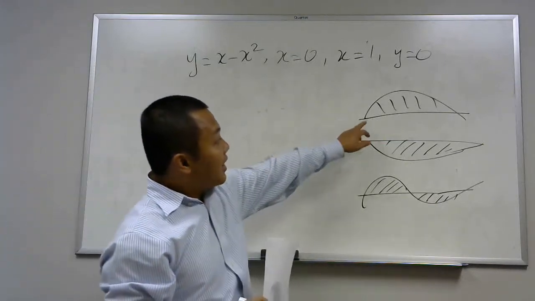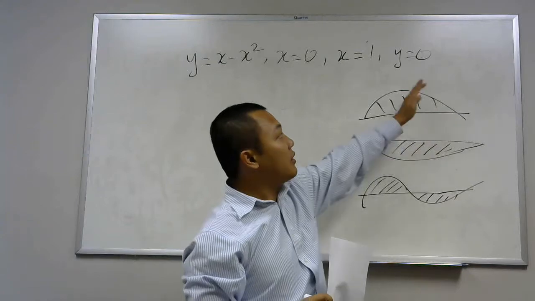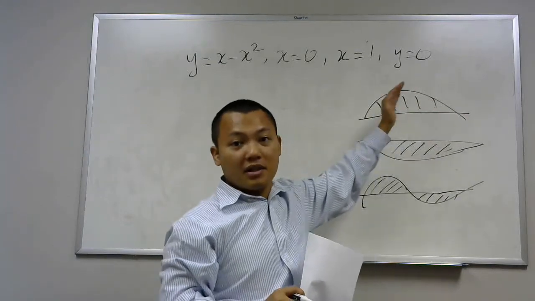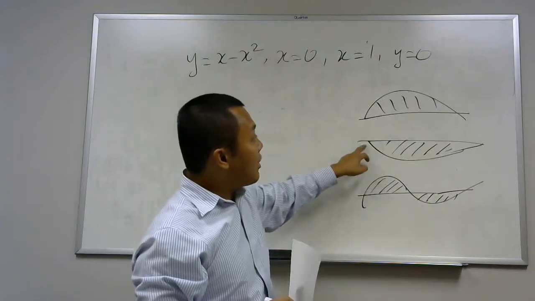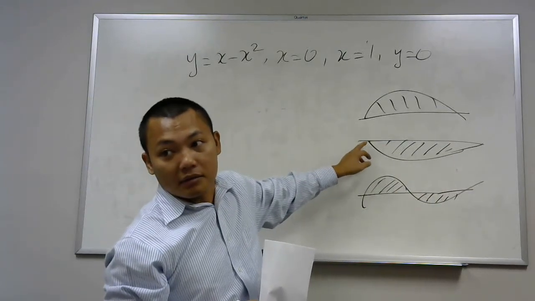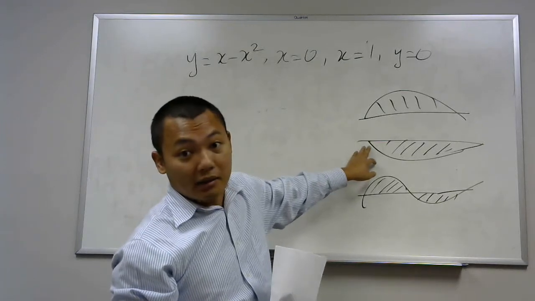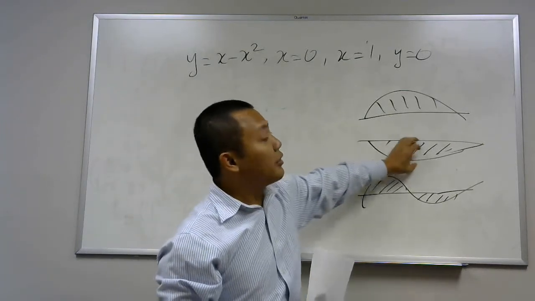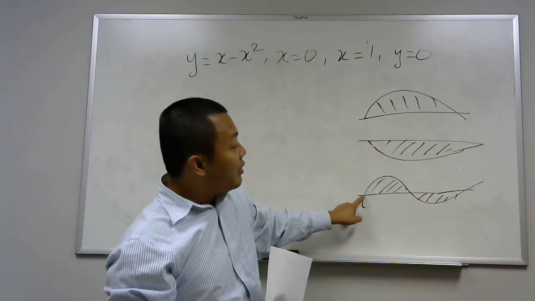Right? For this case, the area is positive because the function is always positive. The graph of that function is above the x-axis. In this case, when you apply the definite integral, the area is negative. We call it the negative area. But the actual area is equal to the absolute value of this.